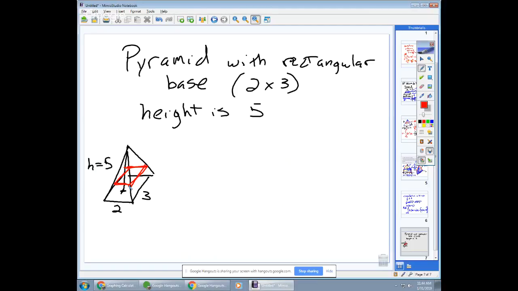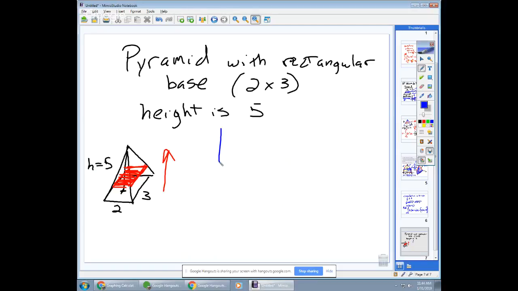cross sections that I'm taking are going to be moving up through the height, right? So I always like to draw one of those cross sections. And I kind of use my base as my model. I'm parallel to that edge, I'm parallel to that edge. So this right here is one of my cross sections. So I need a formula for how wide is that cross section there and how wide is the cross section there. It's just like we did before, I just have to do it in 2 stages.